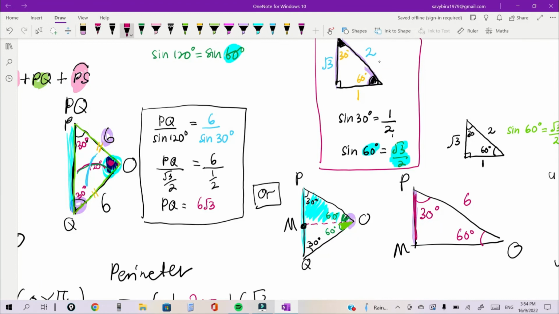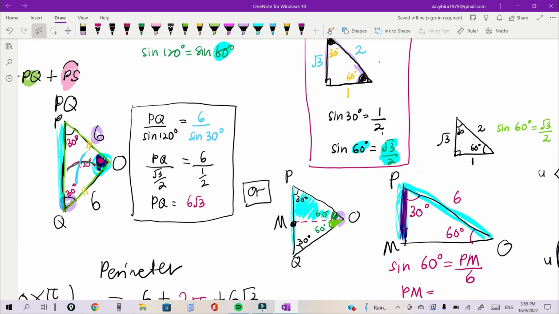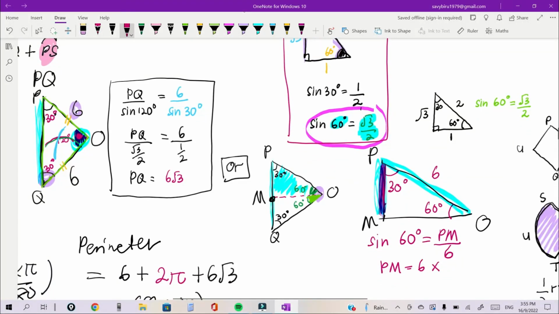To find PM, you can use sine. Sine 60 is the opposite side PM over the hypotenuse side, so PM over 6. From there, simplify: PM is 6 times sine 60. Because the question asks you to give the answer in surd form, please use this value, surd 3 over 2. So sine 60 is surd 3 over 2. Then you will get 3 surd 3.